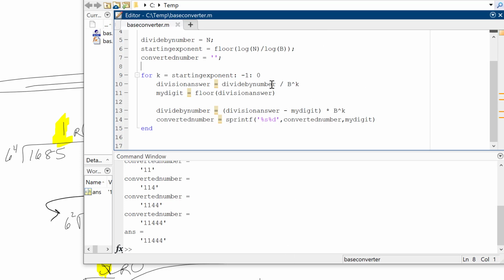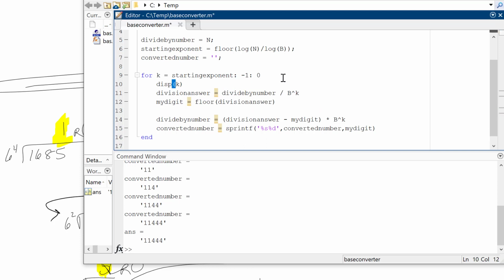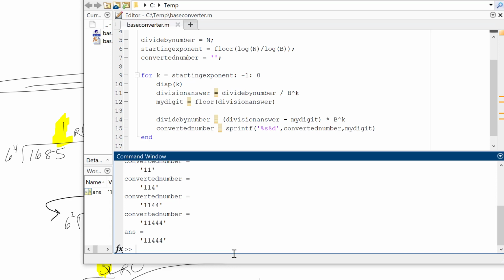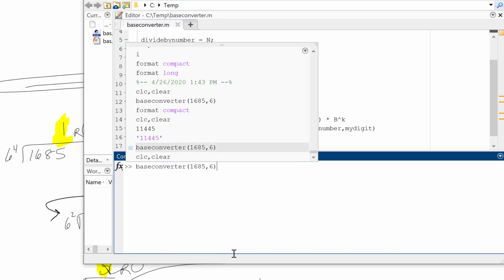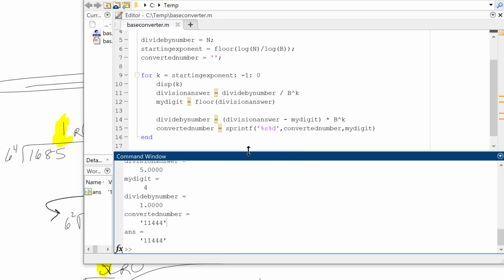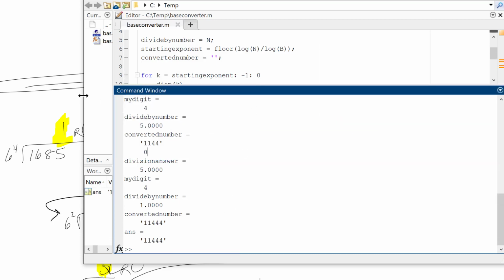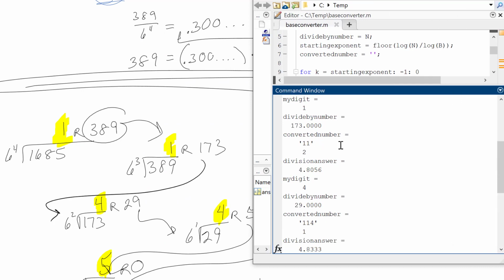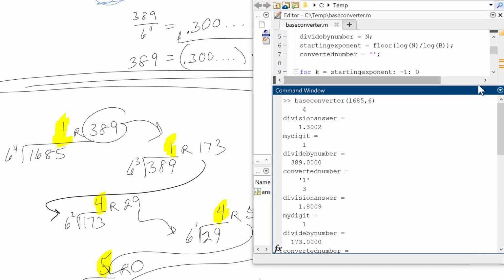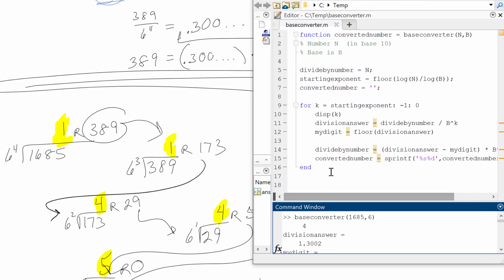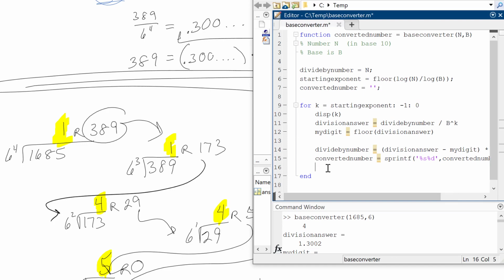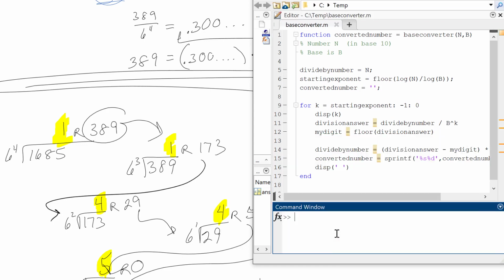So I'm going to unsuppress these things, and I'm going to display k here so I know where I am in the for loop. So now I'm going to run this again. Actually, I'm going to clc clear, and then run it again. Okay, so what's happened, and how is this different from what it's supposed to be? All right, so the first time I do this, actually, hold on, this is going to be weird. I'm going to put a blank line here just to make it a little bit easier. Okay, now I'm going to clc clear and run it again.